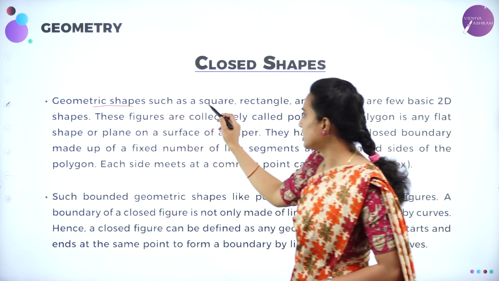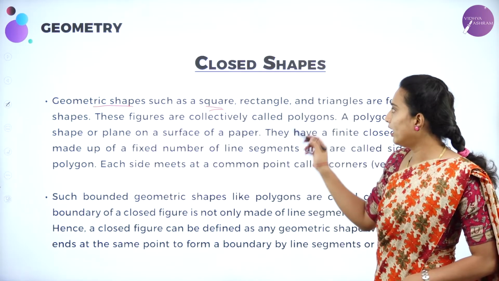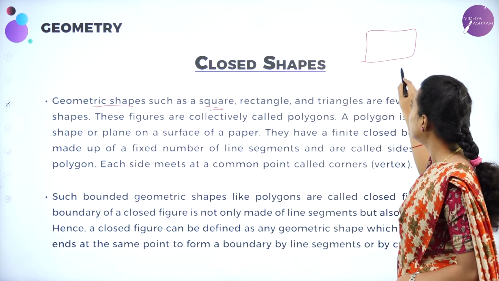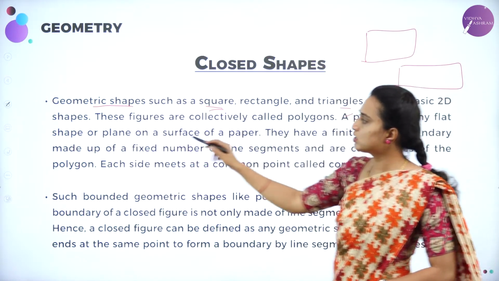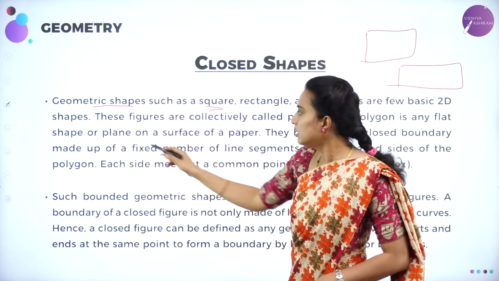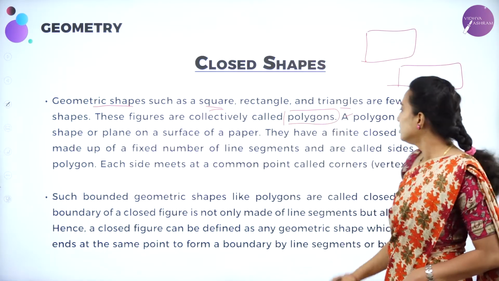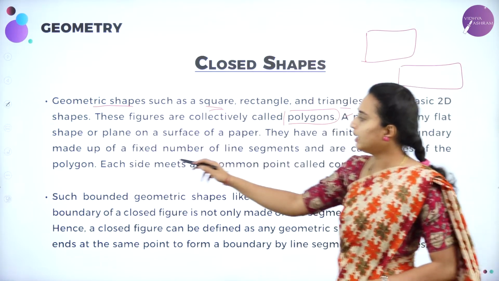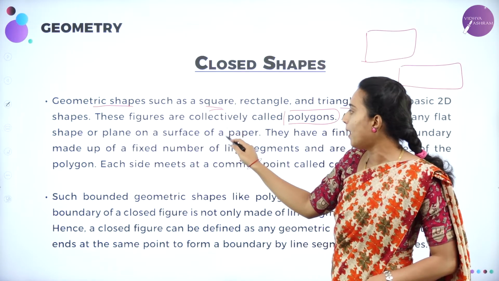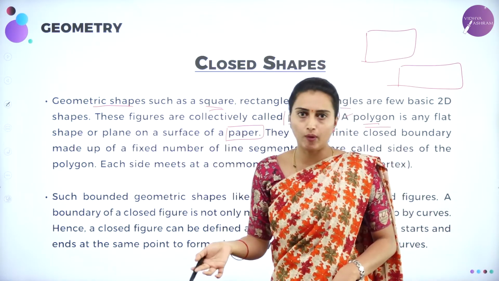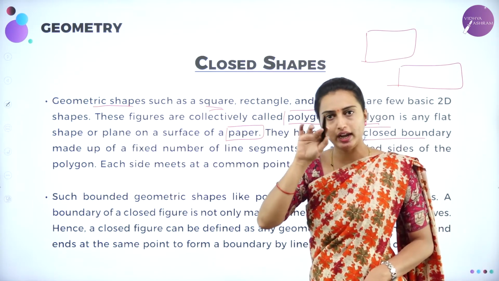Geometric shapes such as a square, as I showed you here, correct? A rectangle, what is a square? This is a square, this is a rectangle, isn't it? And triangles are a few basic 2-dimensional shapes which are closed. These figures are collectively called polygons, more than 3 sides. So a polygon is any flat shape made up of fixed points, on a plane or a surface of paper. You can write it on a paper or a board, isn't it? They have a finite closed boundary. Once you start, it will end at the same point.